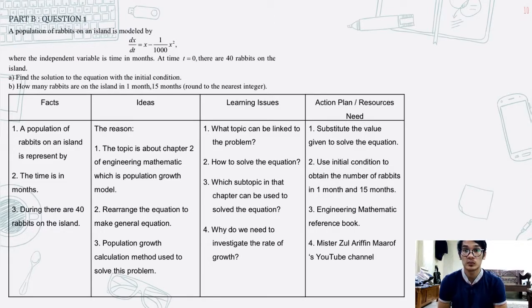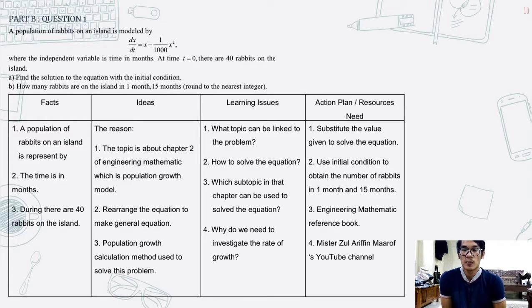The facts from the problem statement that we have obtained are: firstly, the population of rabbits on an island is represented by dx over dt equals x minus 1 over 1000 times x to the power of 2. Number 2, the time is in months. And lastly, at t equals 0, there are 40 rabbits on the island.